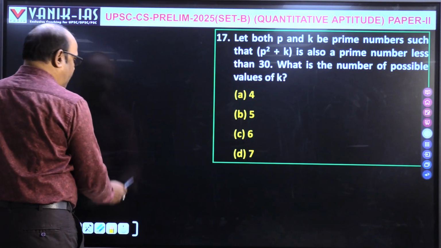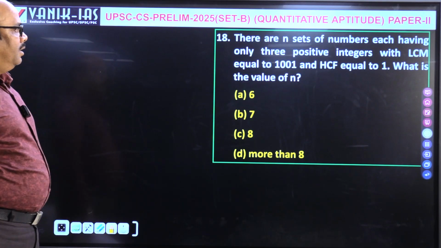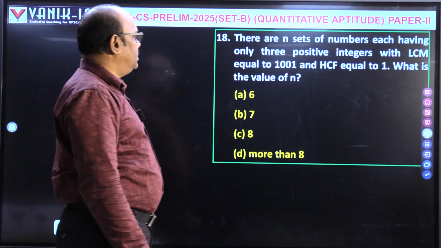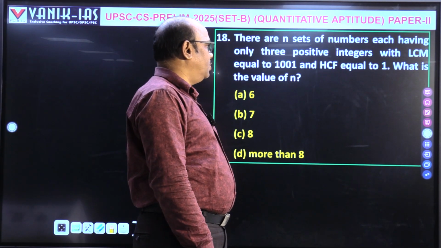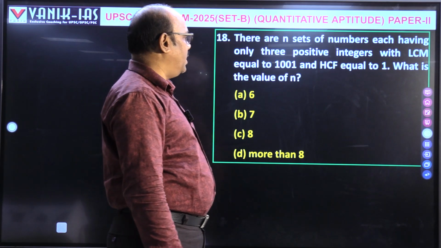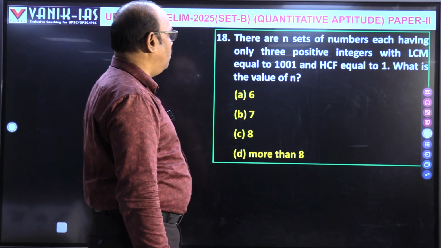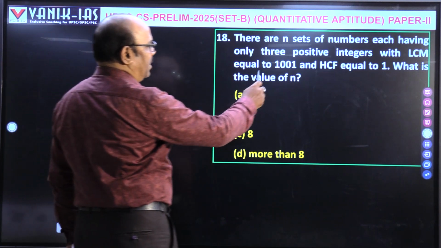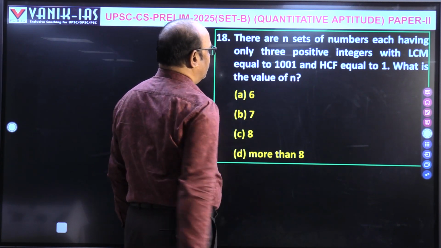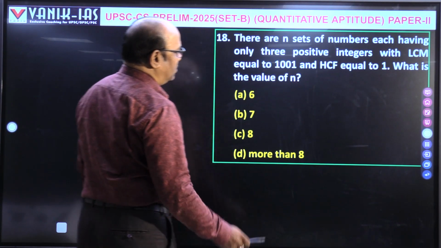Next question, 18. There are n sets of numbers, each having only 3 positive integers with LCM equal to 1001 and HCF equal to 1. What is the value of n? That means how many sets of numbers having only 3 positive integers?